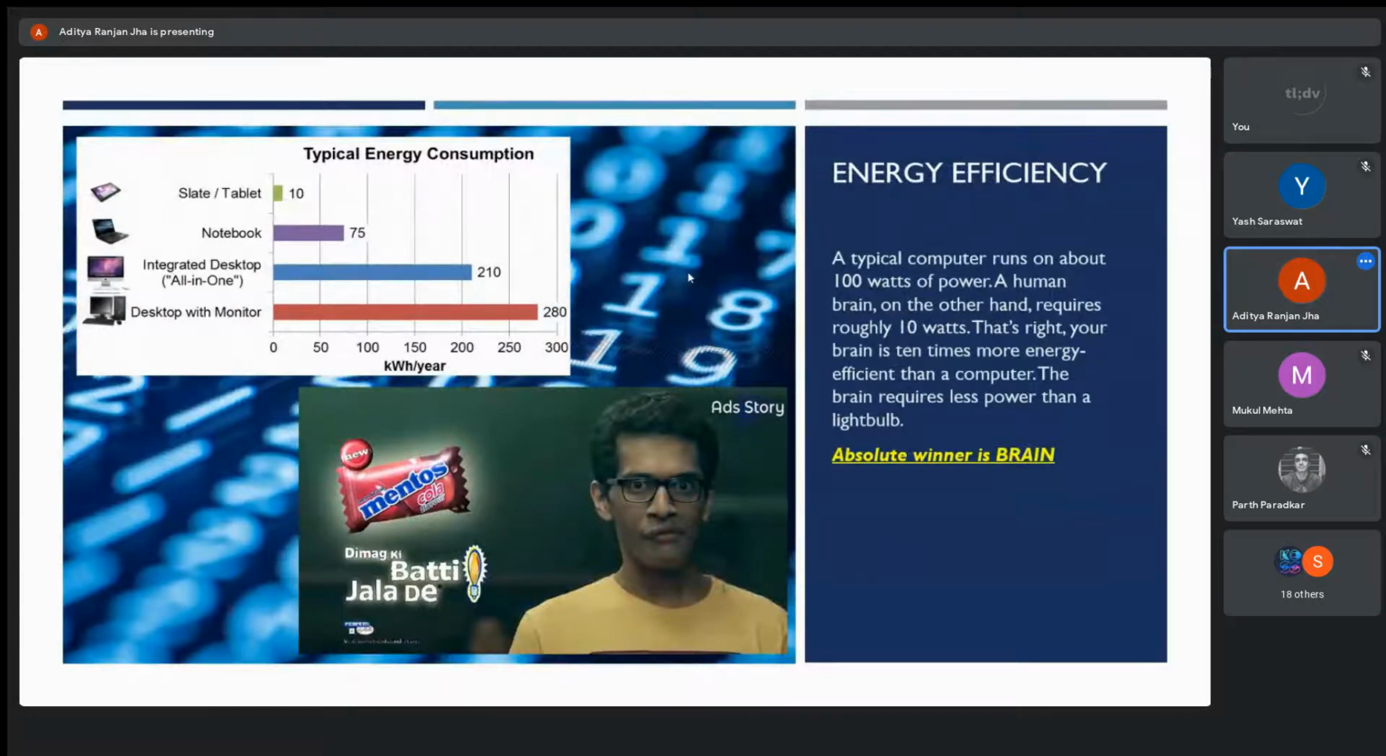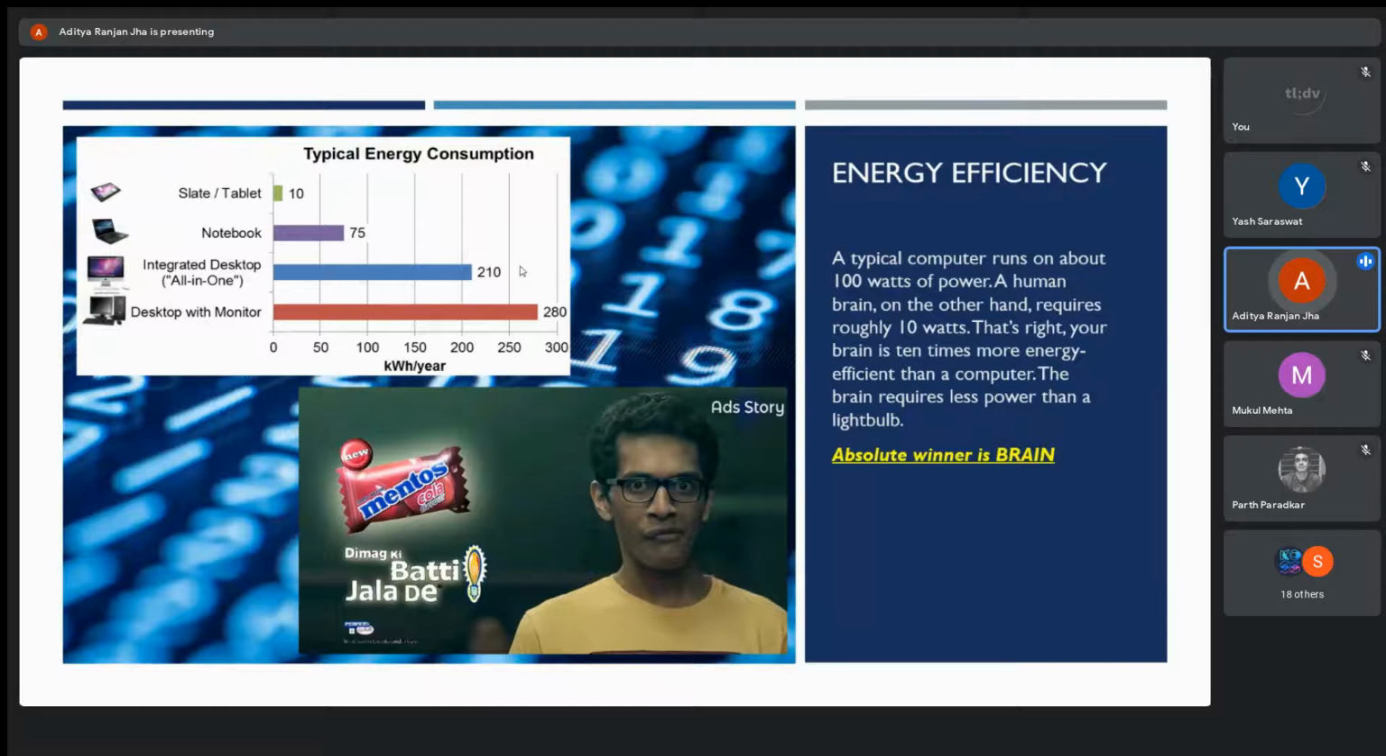Now, talking about energy efficiency, a typical computer, say your personal computer on your desk, consumes a lot of power, about 100 watts, and your brain is typically 10 times more efficient than this. Here you can see in the image there's a graph of energy consumption in kilowatt hour units. Per year, your computer consumes over 200 kilowatt hours of energy. Now, the brain is 10 times more efficient than this.